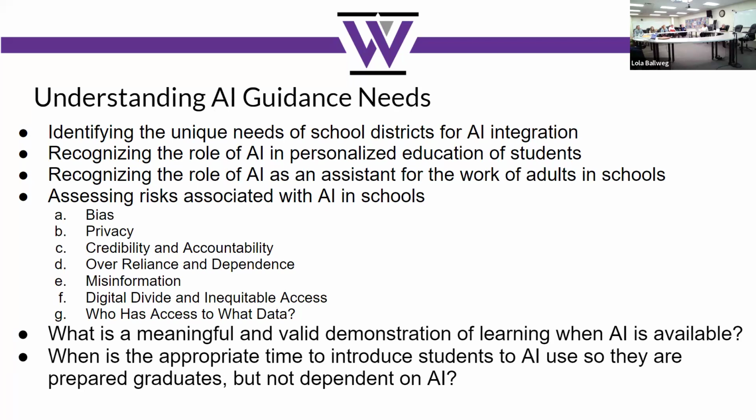Those are the questions on the end of what is a meaningful and valid demonstration of learning. So we're thinking about how we can use that to do some of that brainstorming piece, so you're not just looking at that blank screen and not knowing what to do. How can students start citing things as we come into more guidance on how to cite when using AI? And obviously, the last question, when is it appropriate to introduce students to AI?